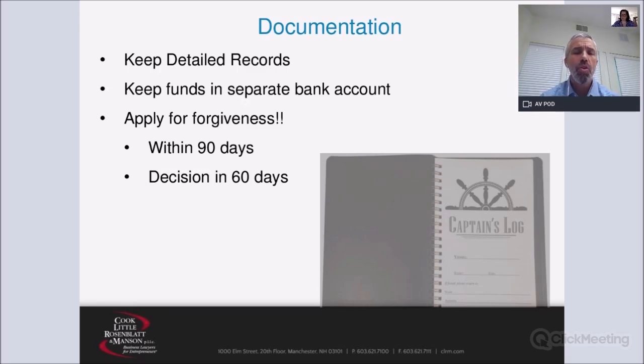So you do want to be careful with the documentation that you're providing and do what you can to carefully document how you've been spending the money.